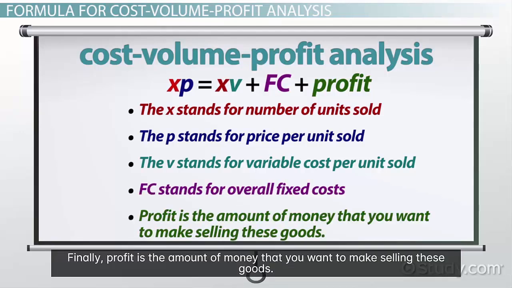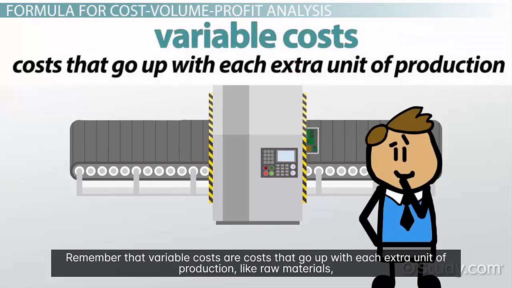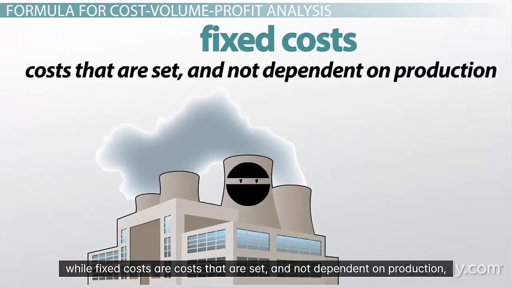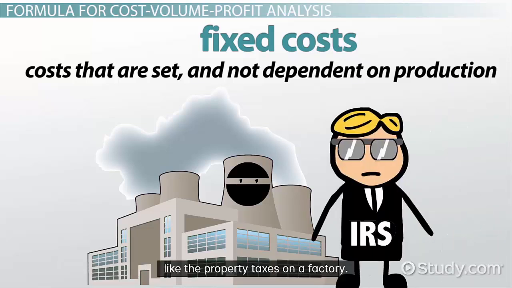Finally, the profit is the amount of money that you want to make selling these goods. Remember that variable costs are costs that go up with each extra unit of production, like raw materials, while fixed costs are costs that are set and not dependent on production, like the property taxes on a factory.